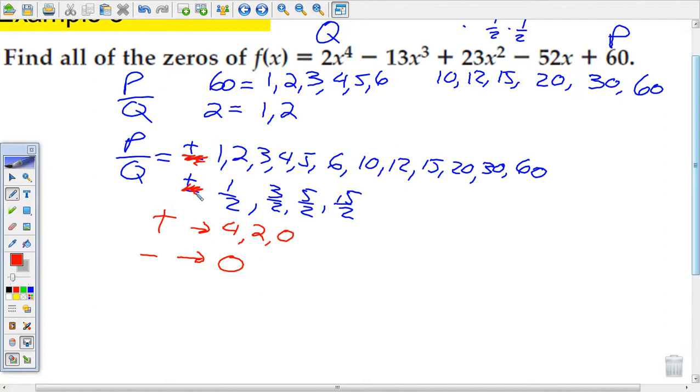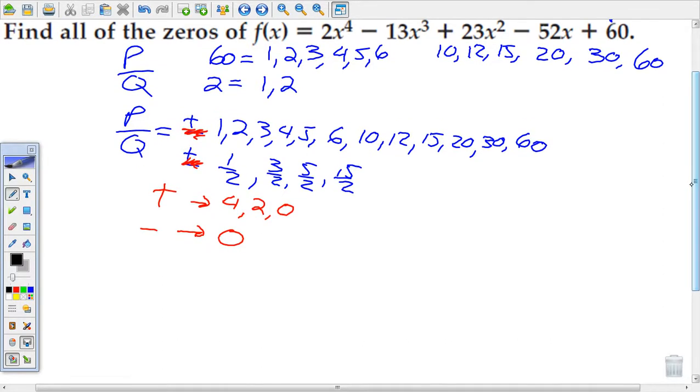What's that? It's not prime. I wouldn't give you something prime, that would be like torture. You could graph it and find where they are. No. Okay. Synthetic division. Here we go. So this is going to be 2, negative 13, 23, negative 52, and 60.